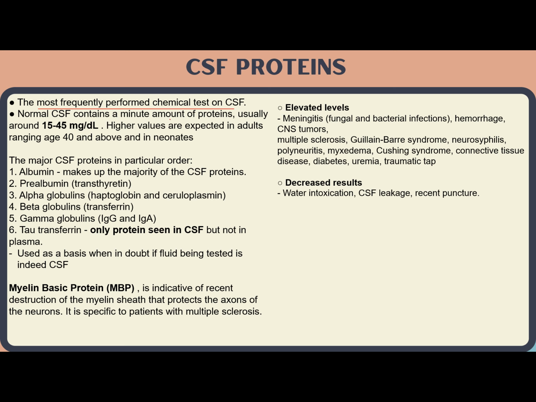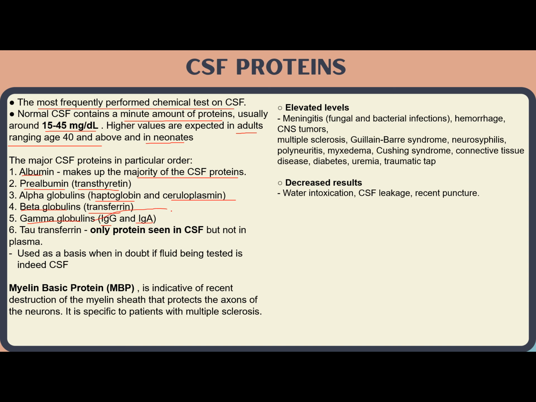Now normal CSF would contain very minute amounts of protein, usually around 15 to 45 milligrams per dL. Higher values are expected in adults aged 40 and above and in neonates. So if you're 40 years old and above, class, you would have higher CSF proteins and even neonates. Now the major CSF proteins in order, class, are the following. We have your albumin. It makes up the majority of the CSF protein. Then we have your prealbumin, also known as your transthyretin, your alpha globulins, known as your haptoglobin and ceruloplasmin, beta globulin, known as your transferrin, gamma globulin, known as your IgG and IgA.